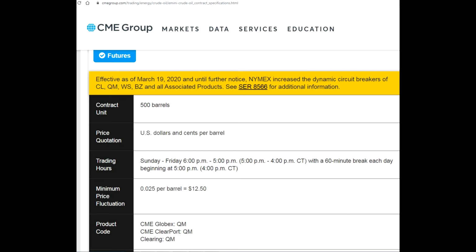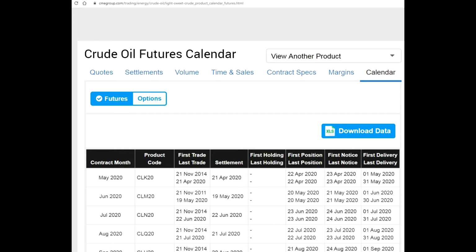Now, you're also going to notice in this next image that this is called a calendar. Again, we're just using crude oil futures as an example, but you'll notice that we're on the calendar tab on their website for the oil futures product. Now, there are two different oil futures products. There's CL, which is called the big contract, and there's QM, which is the E-mini contract. But they trade on the same calendar.